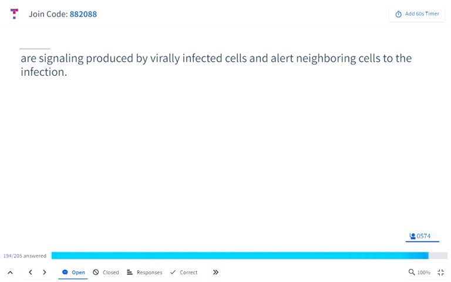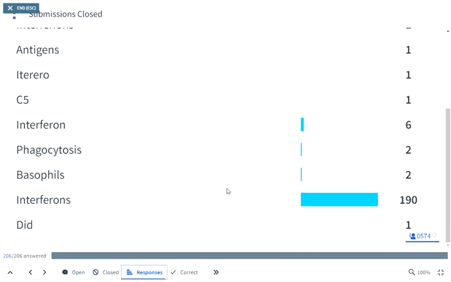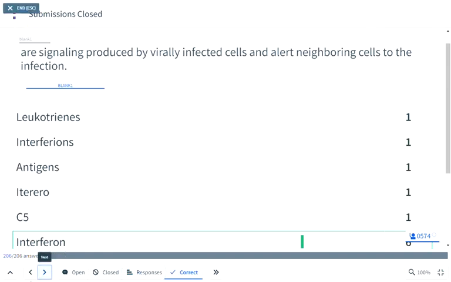Let's go with 15 more seconds. If you haven't submitted an answer, please make sure you submit an answer. Five, four, three, two, one. Interferons, excellent. So we nailed it. The singular would work too. So interferons are those signaling molecules.